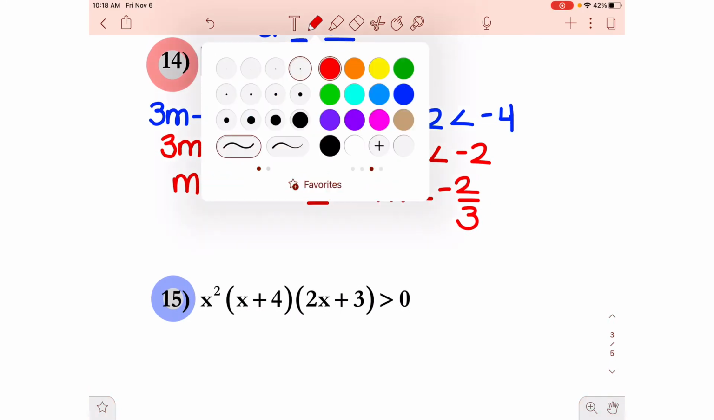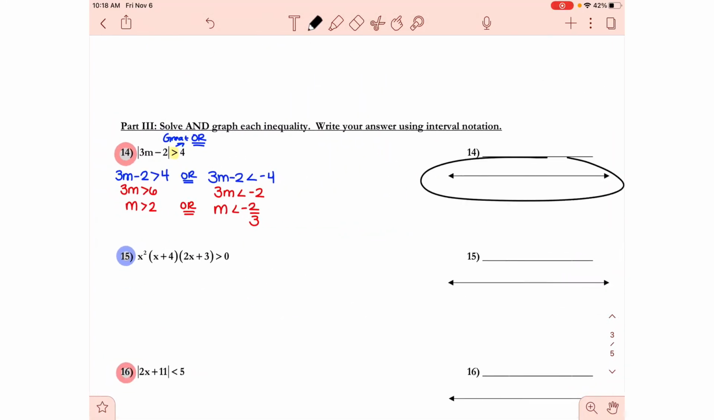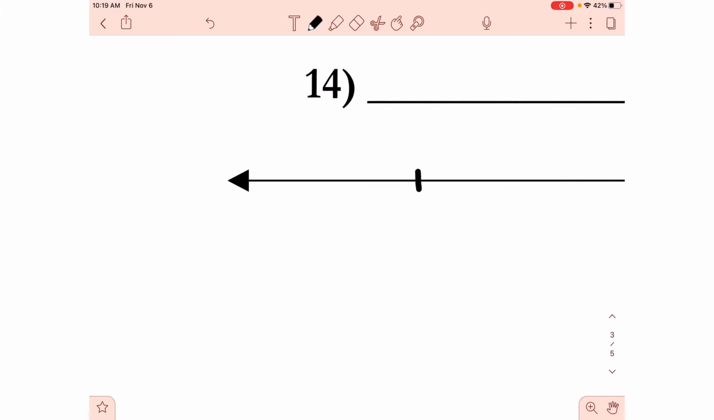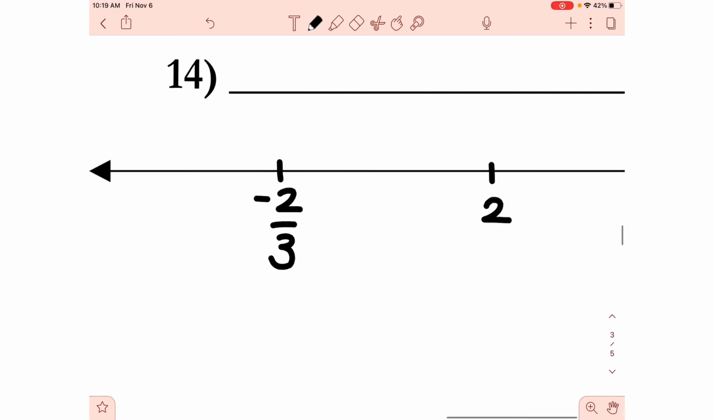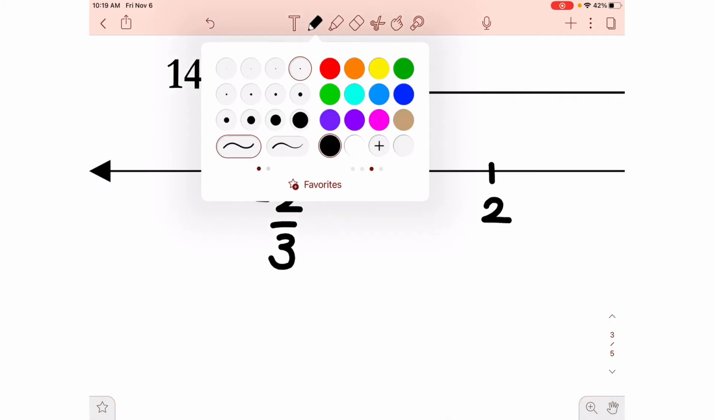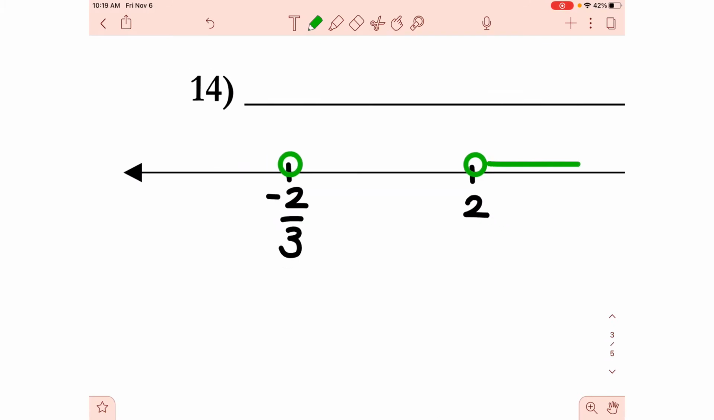So to get my final answer in interval notation, I like to draw the picture. There's a line over here to draw the picture. So we have m is greater than 2, or m is less than negative 2/3. So here's negative 2/3, here's 2. These are non-inclusive, so I'm going to draw open circles. Those are going to translate into parentheses in my final answer. Greater than 2, or less than negative 2/3.